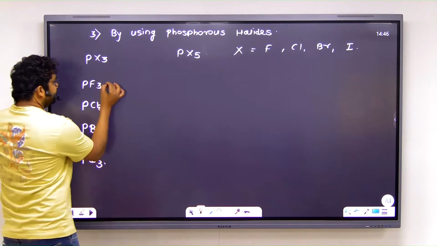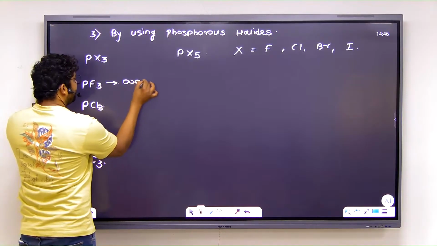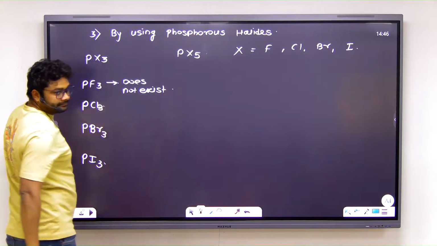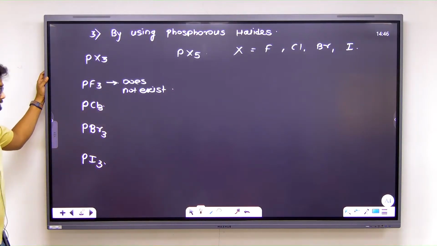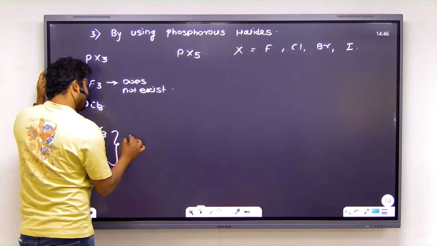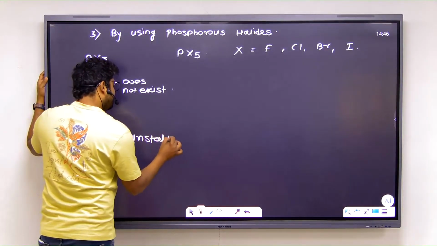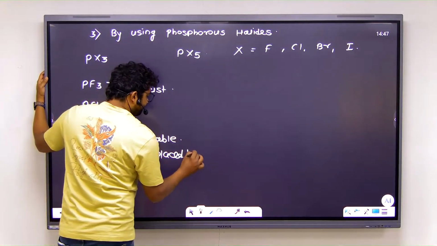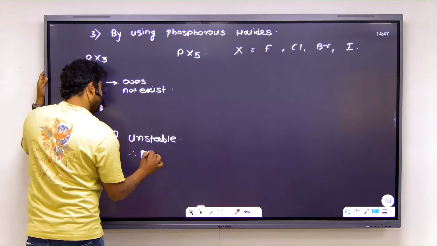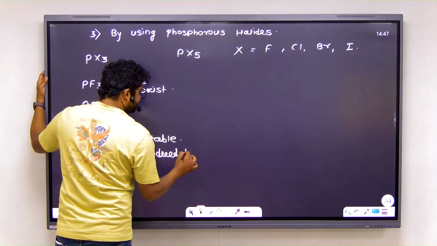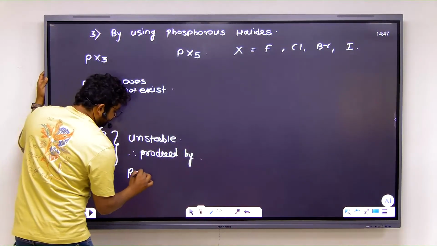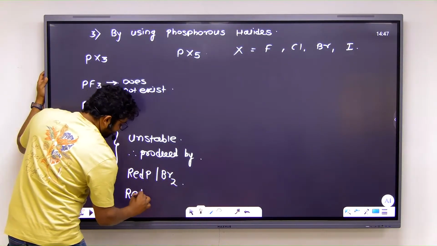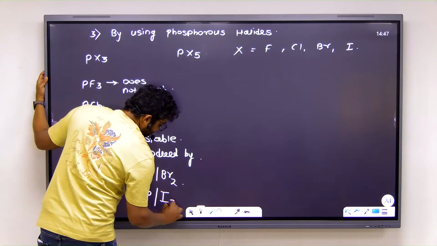In the first category, the first halide of phosphorus does not exist, and the last two halides are unstable. Therefore, they can be produced by red phosphorus plus Br2 or red phosphorus plus I2.